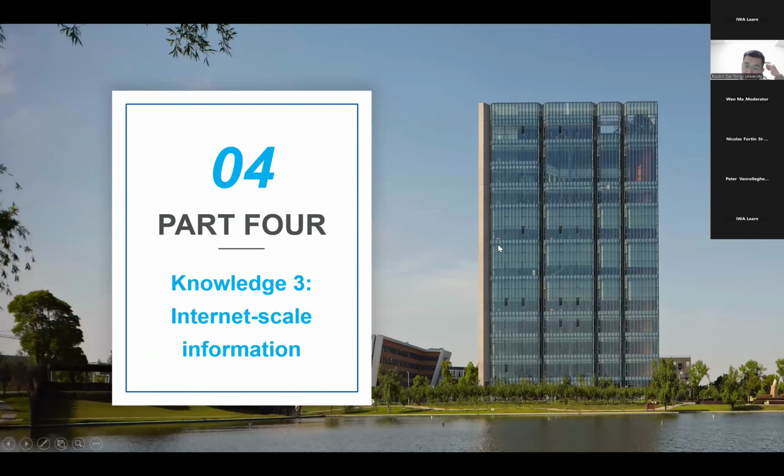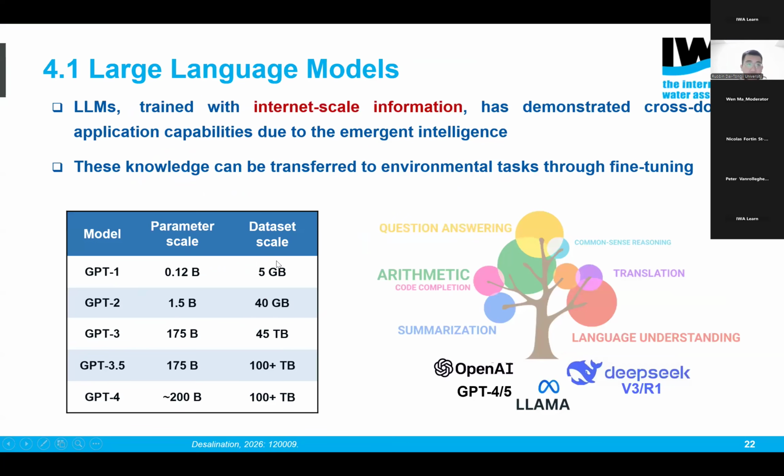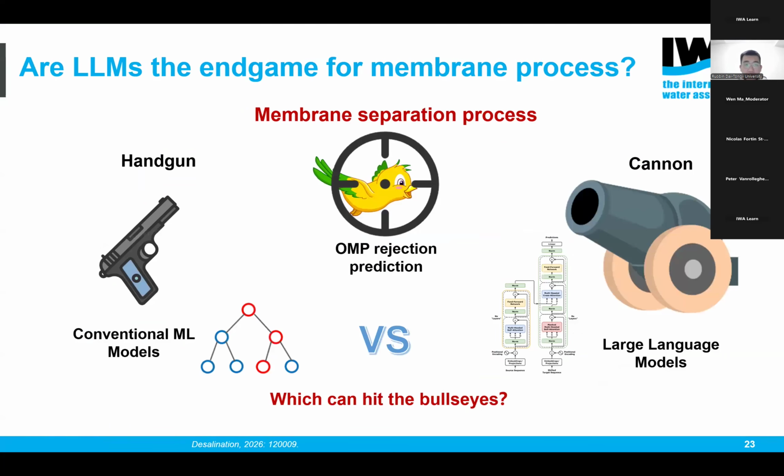And the final part is the internet-scale information. We know that large language models are very popular now, and these models are trained with internet-scale information. So we are curious about this question: can we use large language models to understand the nanoscale mechanisms of micropollutant rejection by membranes? It's just like if we use large language models, it's like a cannon.